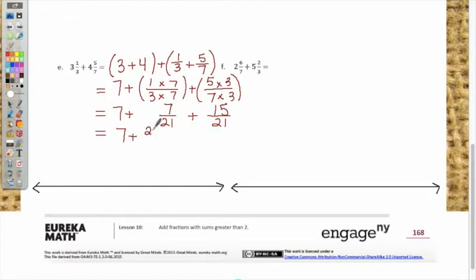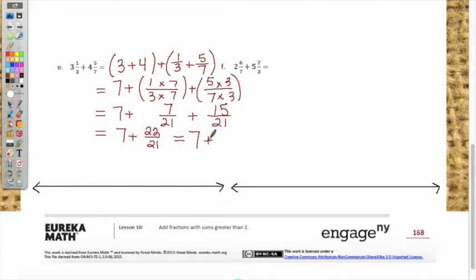So we have 22 21sts, right? Okay. So 22 is larger than 21. We have more than one whole. So we'll take out one whole. Remember to rewrite your 7.